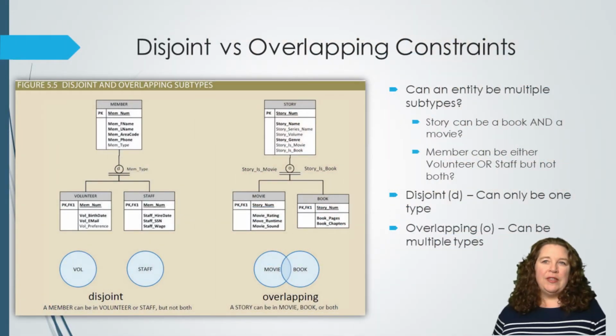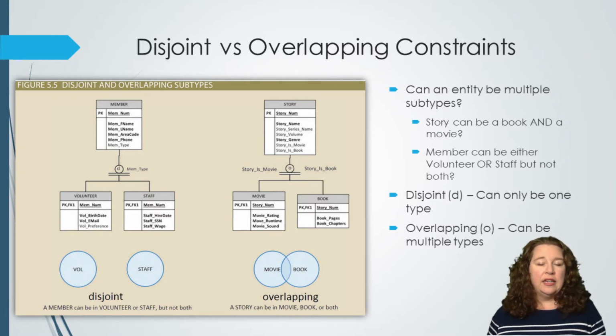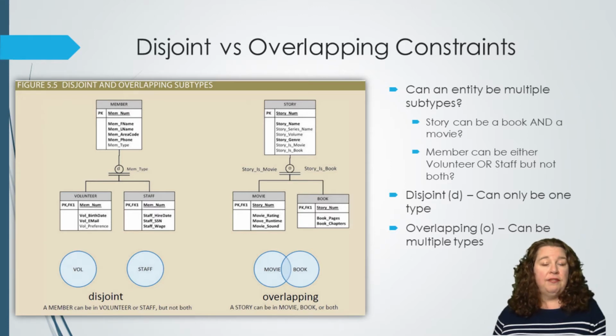We'll start with the disjoint versus overlapping. So this is that little circle with a D in it. It's either a D or an O. And the concept of disjoint versus overlapping simply says, can the entity be in more than one subtype? Are you allowed to be both a mechanic and an accountant at the same time? Are you allowed to be both a volunteer and a staff at the same time? Are you allowed to both be a movie and a book at the same time?